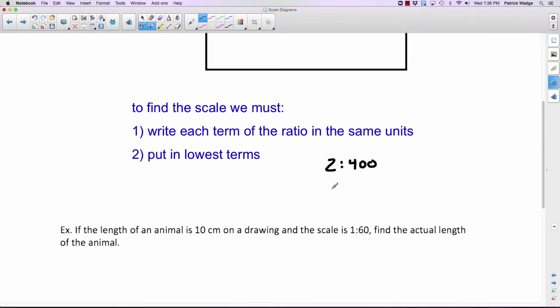And obviously you could divide them both by 2 and get 1 to 200. So you're going to make sure it's in lowest terms. All right, let's do a few questions, and I think this will all start making sense.